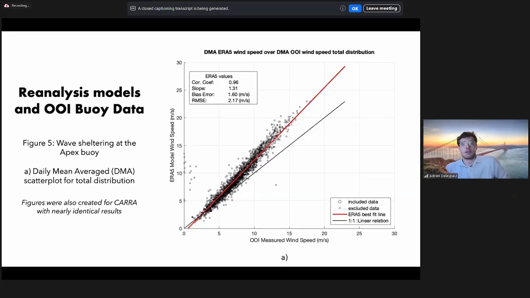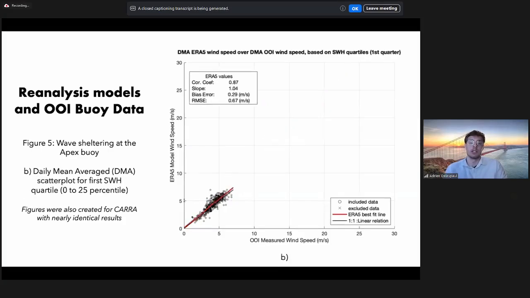So there's that. There were, however, slight discrepancies between the buoy data sets, or one of the buoy data sets, the OI buoy, which prompted further analysis. So this is the plot that we have here. As you can see, for Kara and ERA 5, they both tended to overestimate wind speeds, especially in the higher percentiles. And this becomes evident with these plots here.